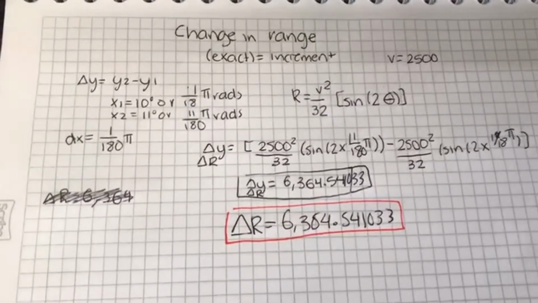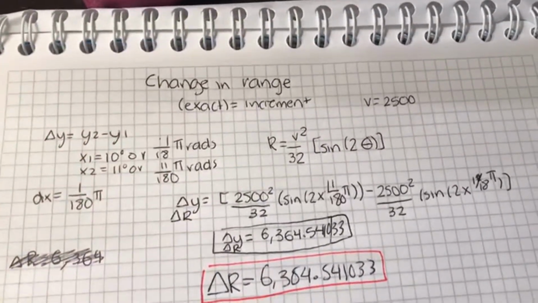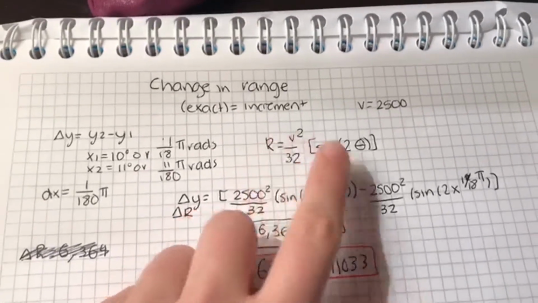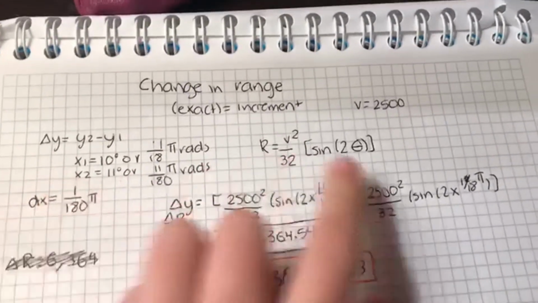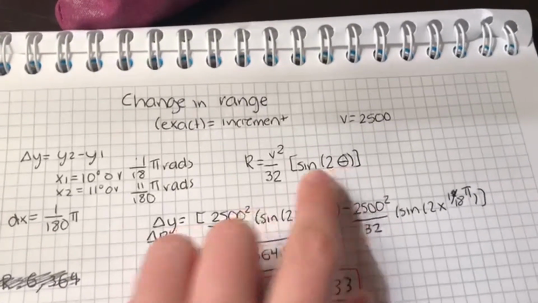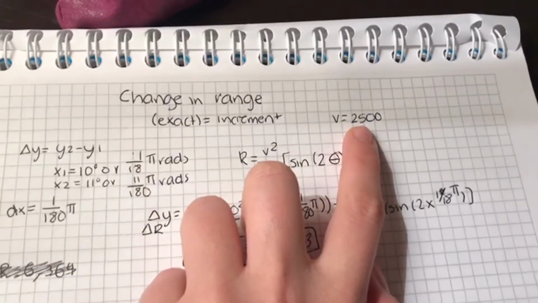So for problem number 1, in part A, we're asked to find the change in range with an exact number, meaning an increment. For the increment, we need to use the formula delta y equals y2 minus y1. This means we're using the same formula twice, subtracting one from the other, inputting the x1 and x2 values. In our equation, the x will go in the theta because it's a variable that we have. The other variable, velocity, is a value of 2500.